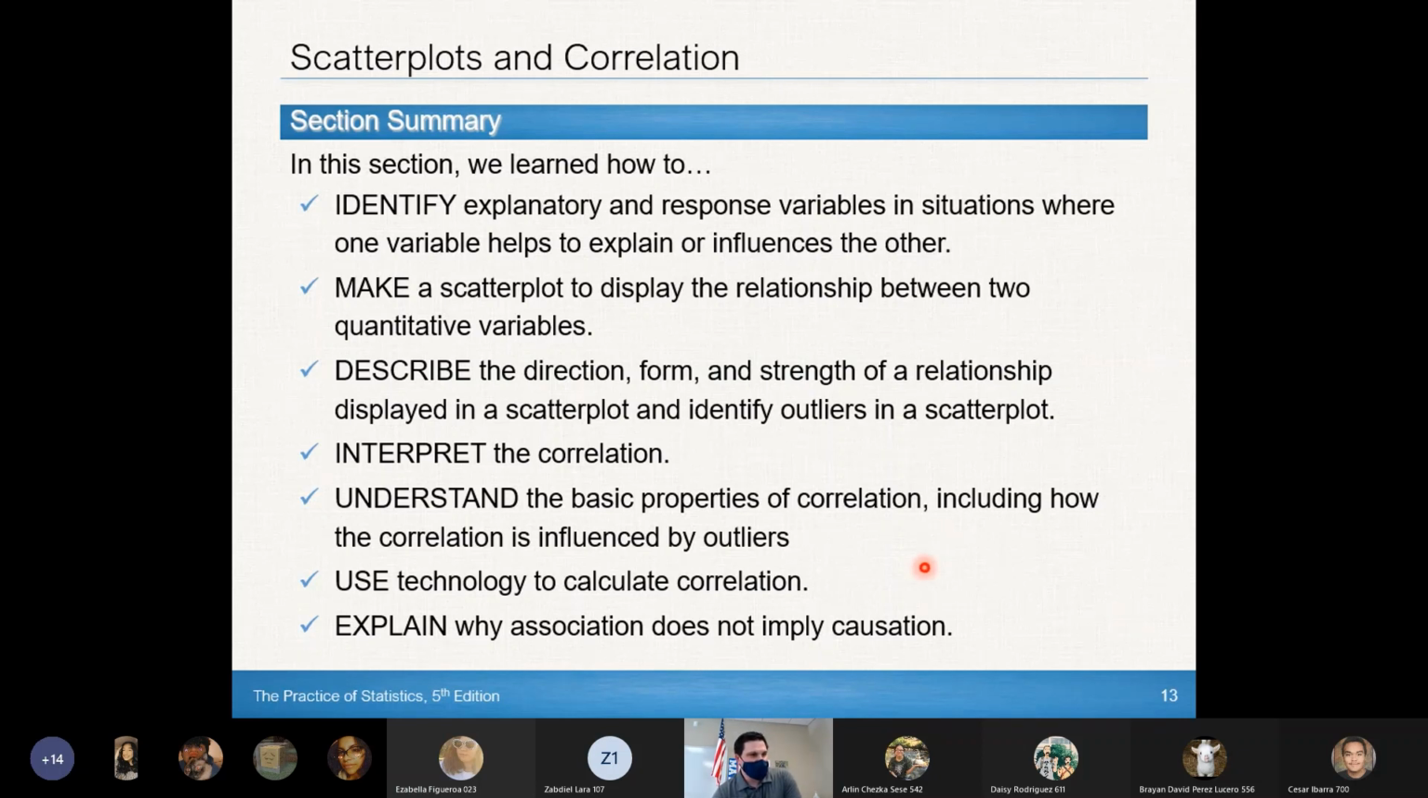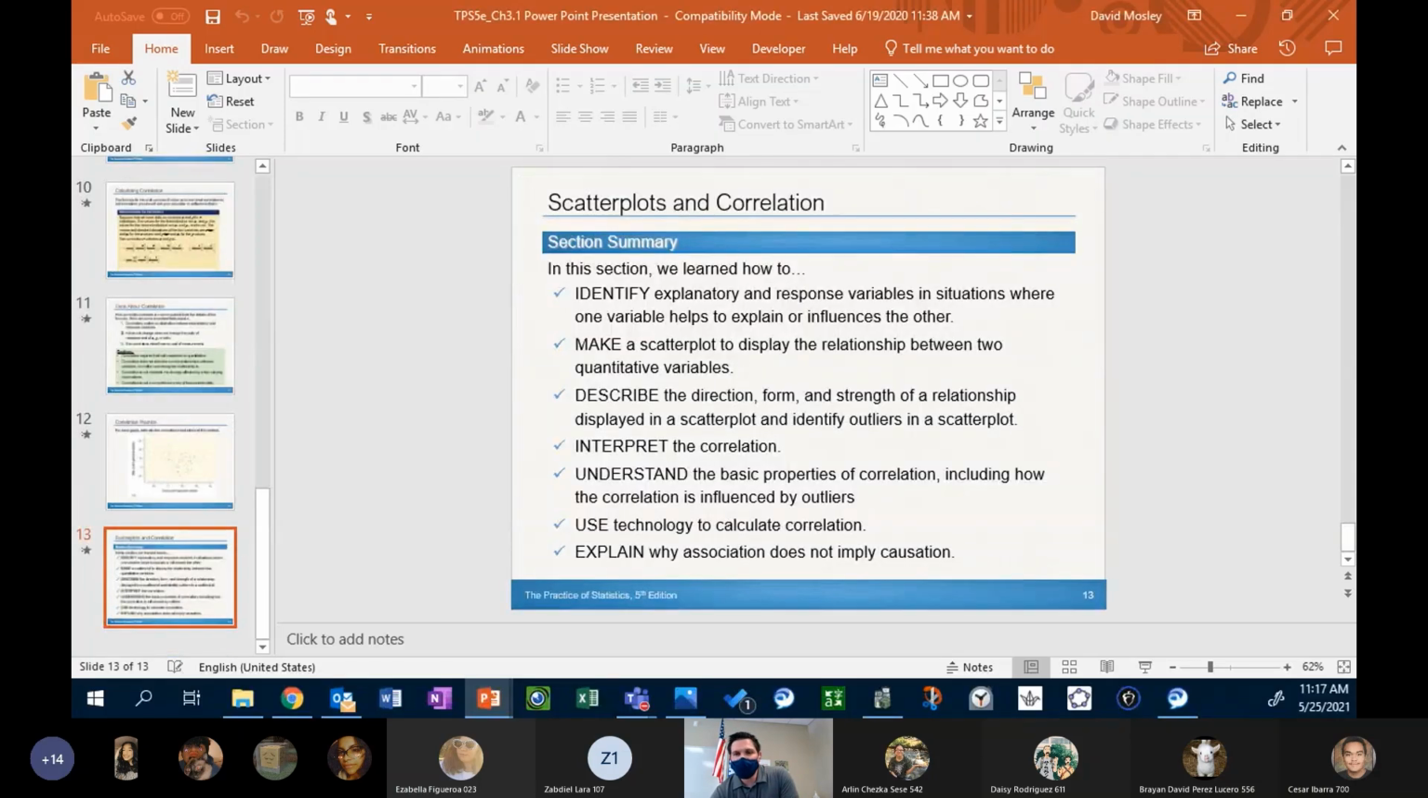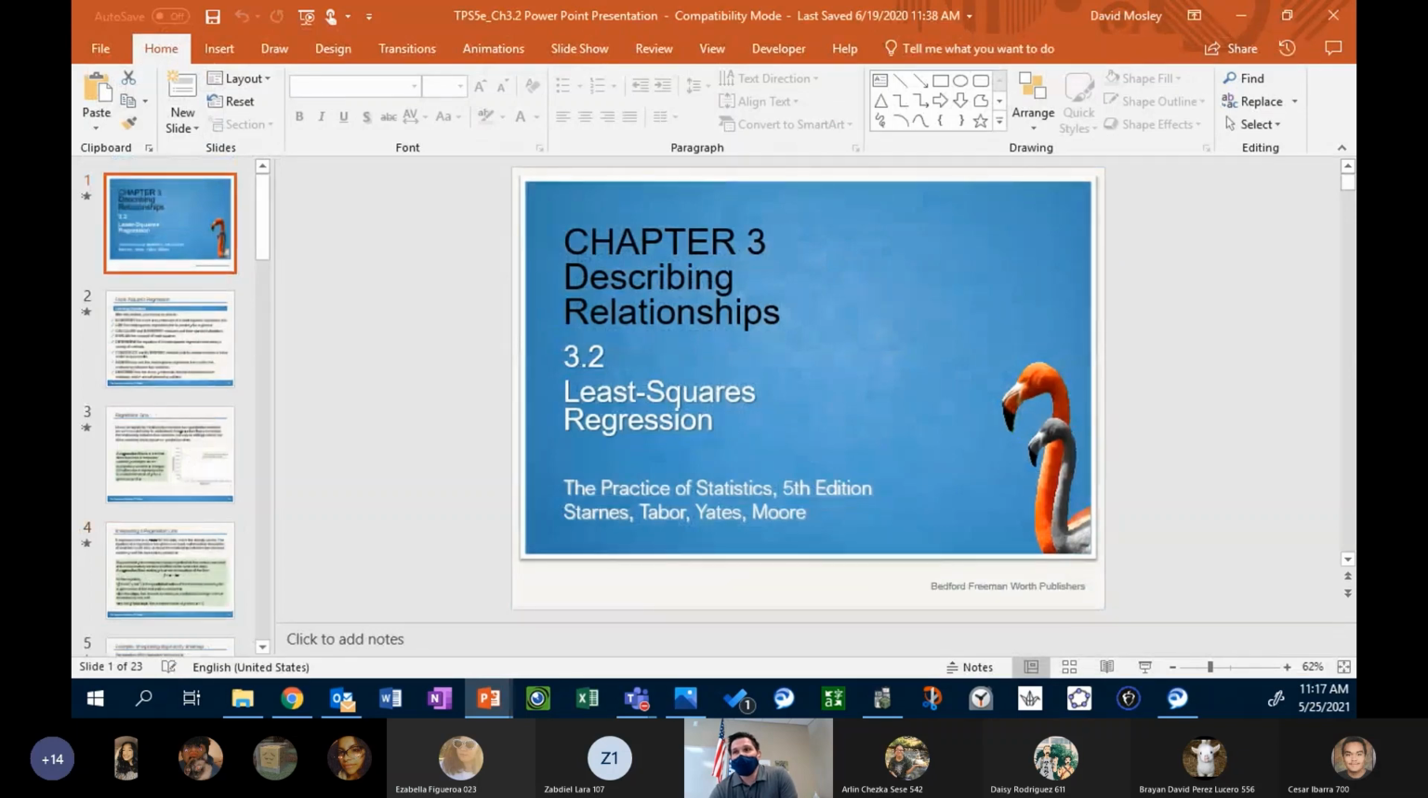Are there any questions? Anything I can clarify? All right. So then I'm going to end that one. We're going to jump right into section 3.2 and get into some of this one.